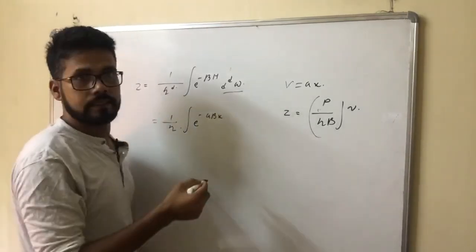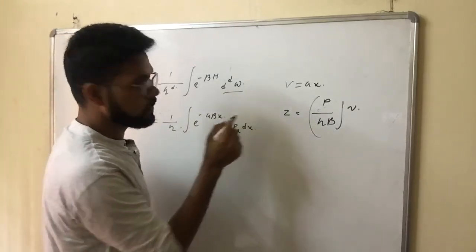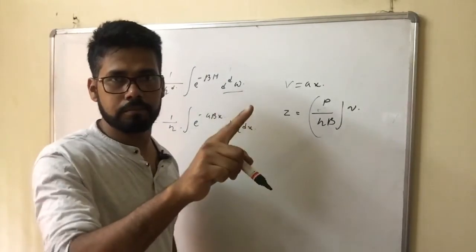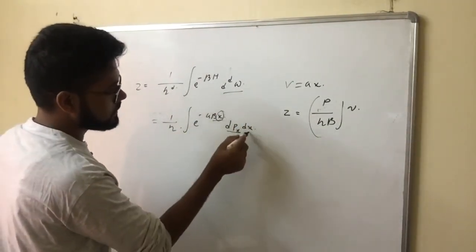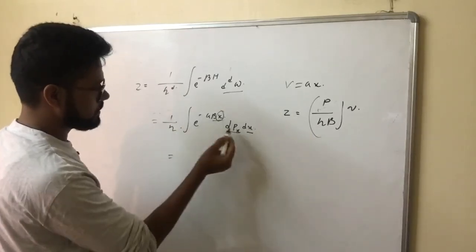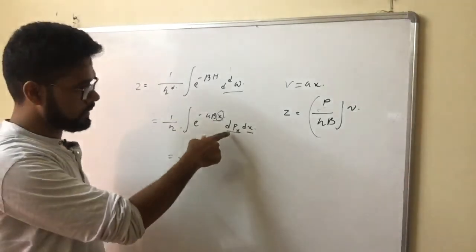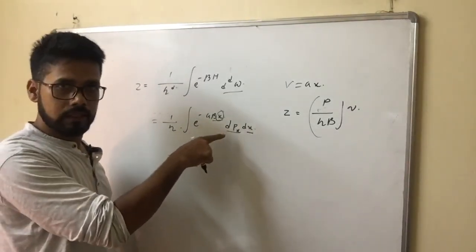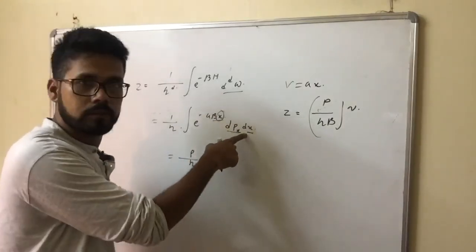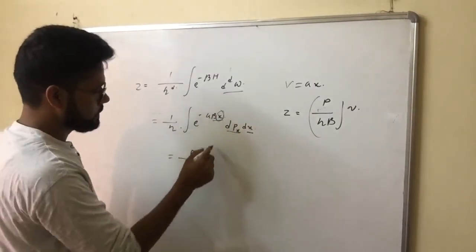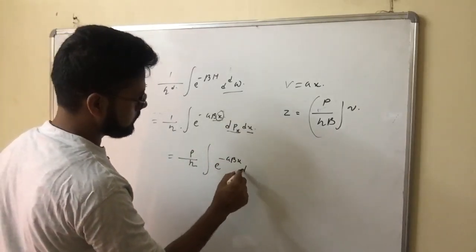Then this is a one-dimensional case, so you have to put dp_x dx. No need to write all this stuff because it is one-dimensional. With respect to x only there is variation. Then p will come out, p by h. One integration with respect to this, one integration with respect to this, and this is constant, that's why it comes out. And the rest of the integration is e to the power minus A beta x into dx.